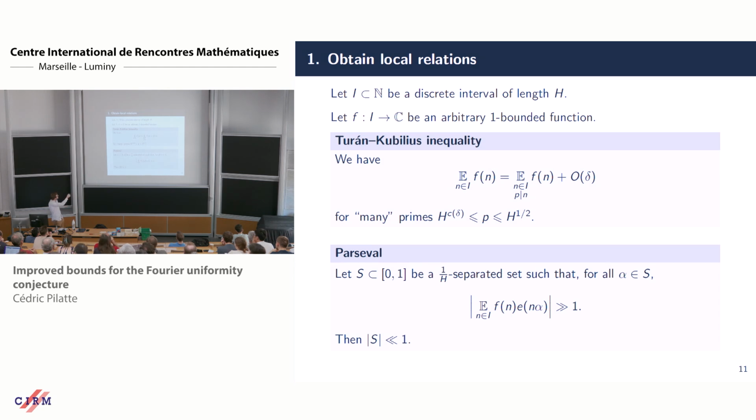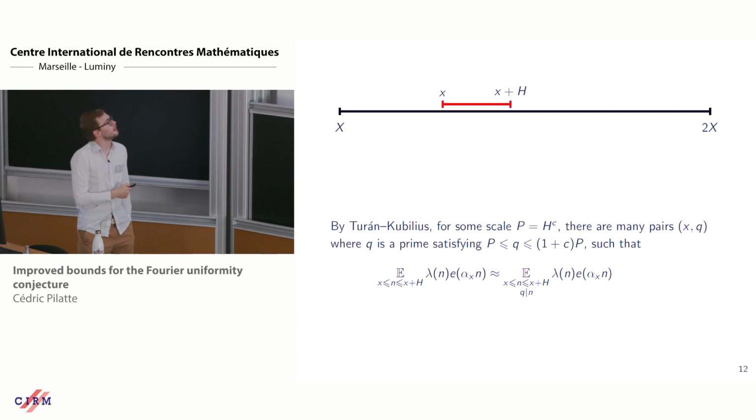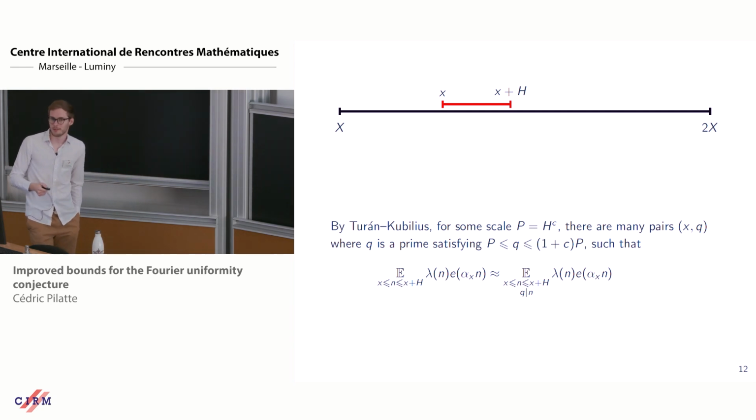So S is the set of frequencies alpha. Okay, so the Lebesgue measure of the set of alphas for which this holds is bounded by big O of 1 over h. So now let's use this to obtain our local relations.